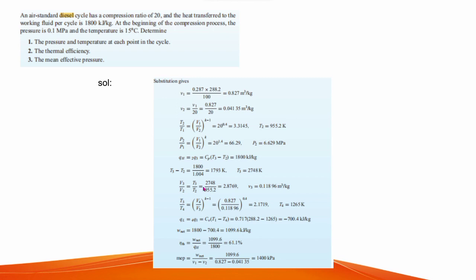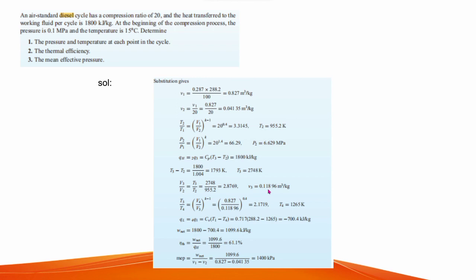Next, to solve for our V3, we have V3 over V2 is equal to T3 over T2. Substituting our givens, we have 2748 for T3 over 955.2 for our T2, and it is equal to 2.8769. So our V3 here would be equal to 0.11896 cubic meter per kilogram.